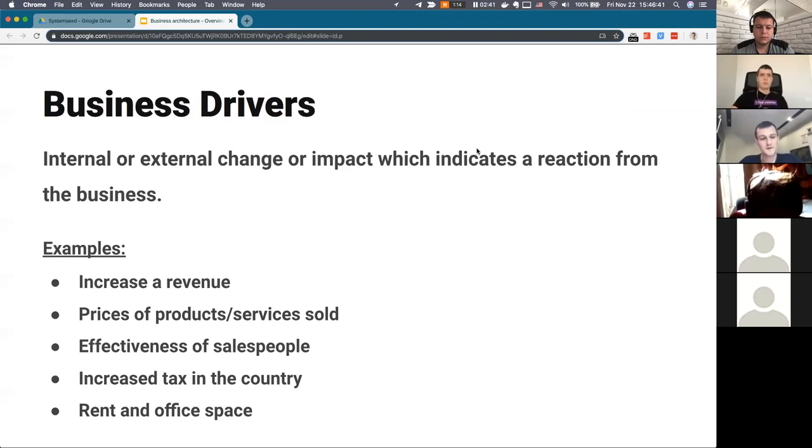Next example is prices of products and services sold. For example, they would like to decrease the price of a product to be more competitive on the market. Again, this is a challenge, and business should react somehow to this challenge. A few more examples of business drivers are increasing effectiveness of salespeople and increasing tax in the company. So this is an example of external change.